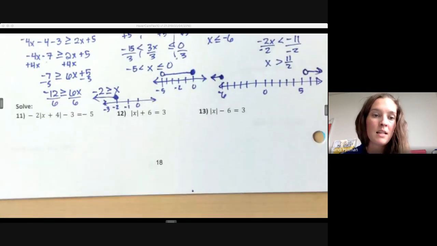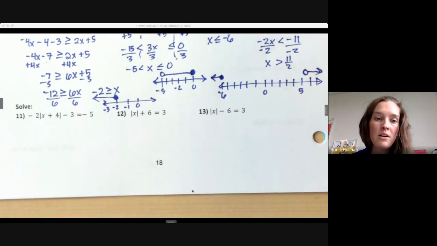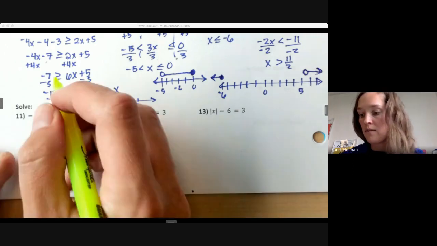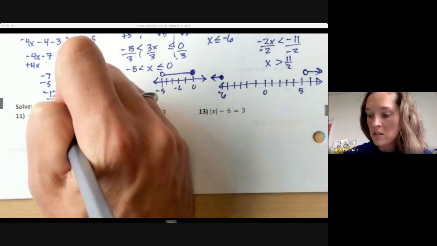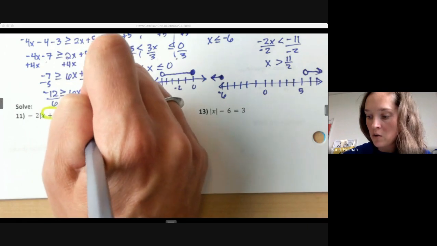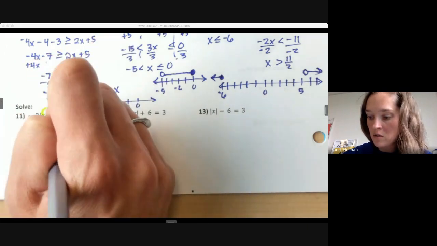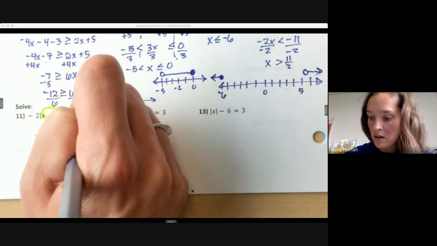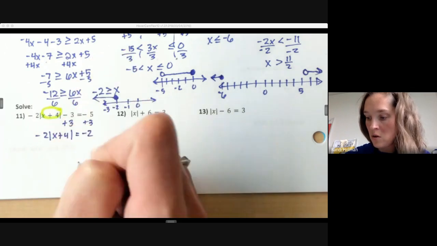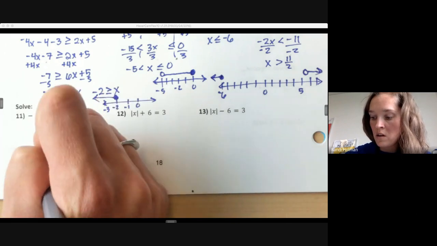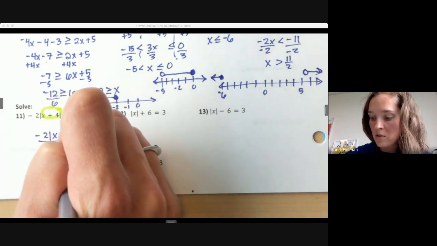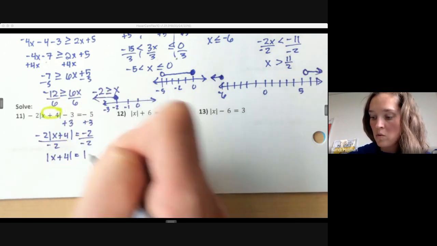Okay, last but not least, we're looking at our absolute value equations. So step 1, get the absolute value by itself. Okay, so we're still using our inverse operations in reverse order. -2 times the absolute value of x plus 4 equals -2. Divide by -2. The absolute value of x plus 4 equals 1.